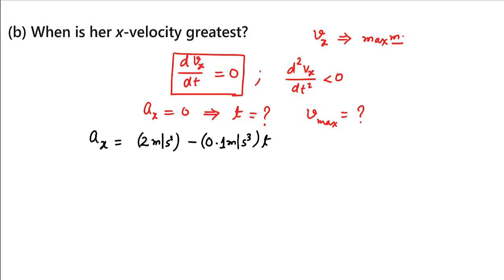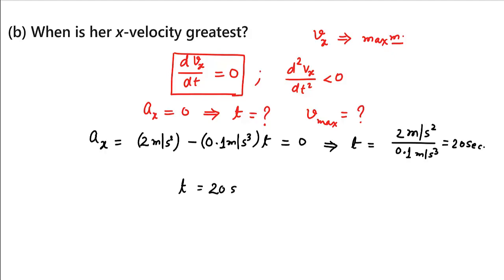So this was the expression for acceleration. So we have to equate this with 0. If you equate this with 0, you will have t is equal to 2 meter per second square divided by 0.1 meter per second cube. So this will be 20 seconds. So we will have after 20 seconds, that is t is equal to 20 seconds, the velocity will be maximum. So at this point of time, velocity is maximum.